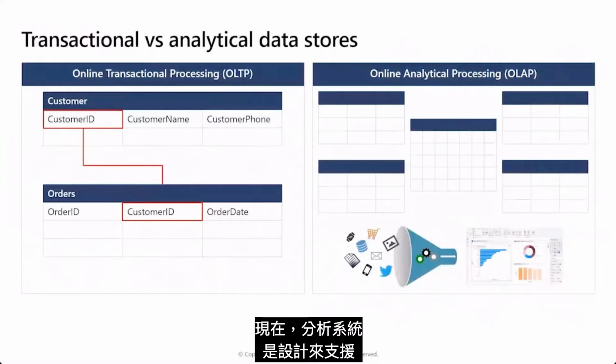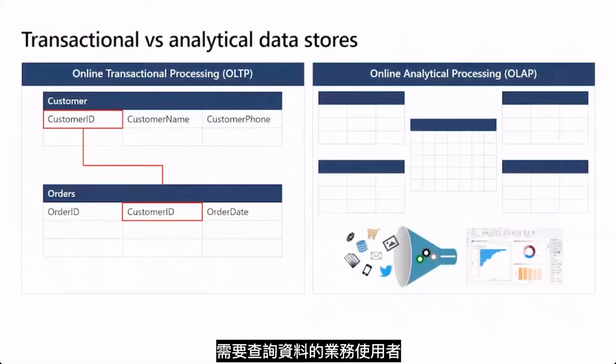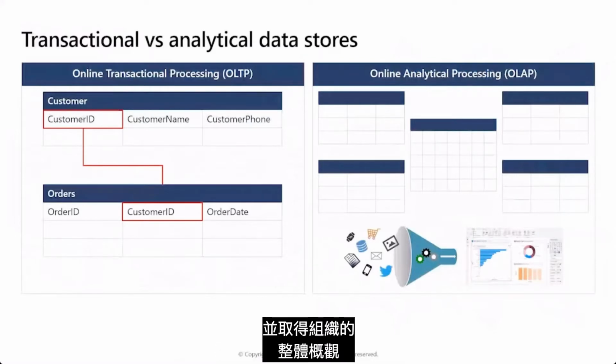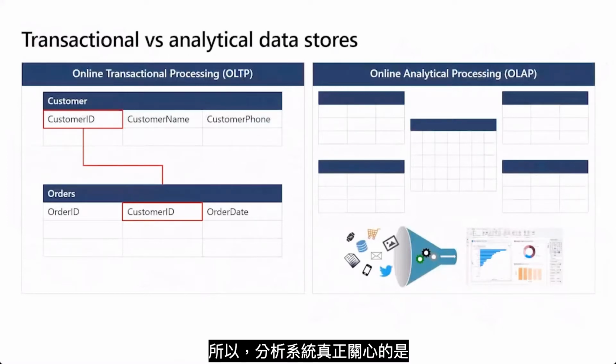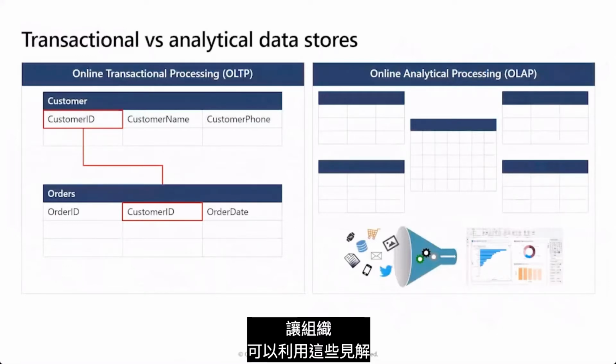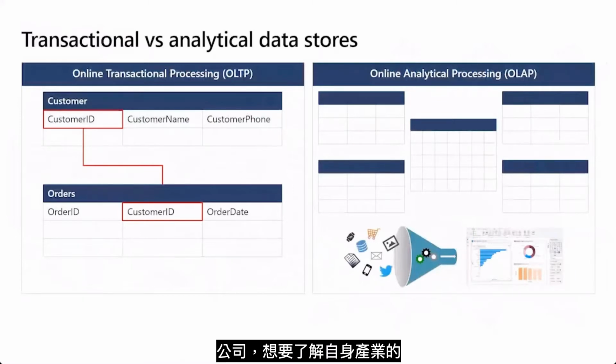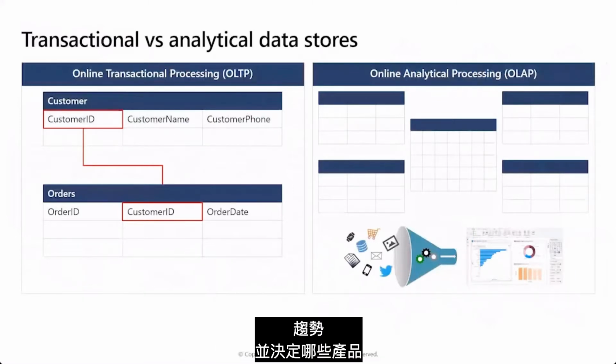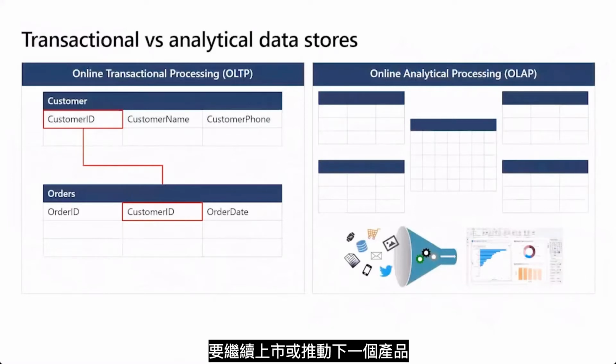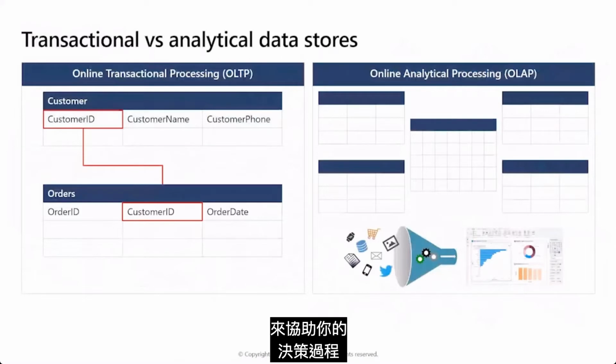Now, an analytical system is designed to support business users who need to query data and get that big picture overview of their organization. So analytical systems are really concerned with capturing raw data and using it to generate insights. An organization can then use these insights to make business decisions. For example, you might be a manufacturing company who wants to find out the trends in the industry and determine which products to continue to launch or launch next to maximize profitability. And so you can use an analytical system to help support that decision-making process.